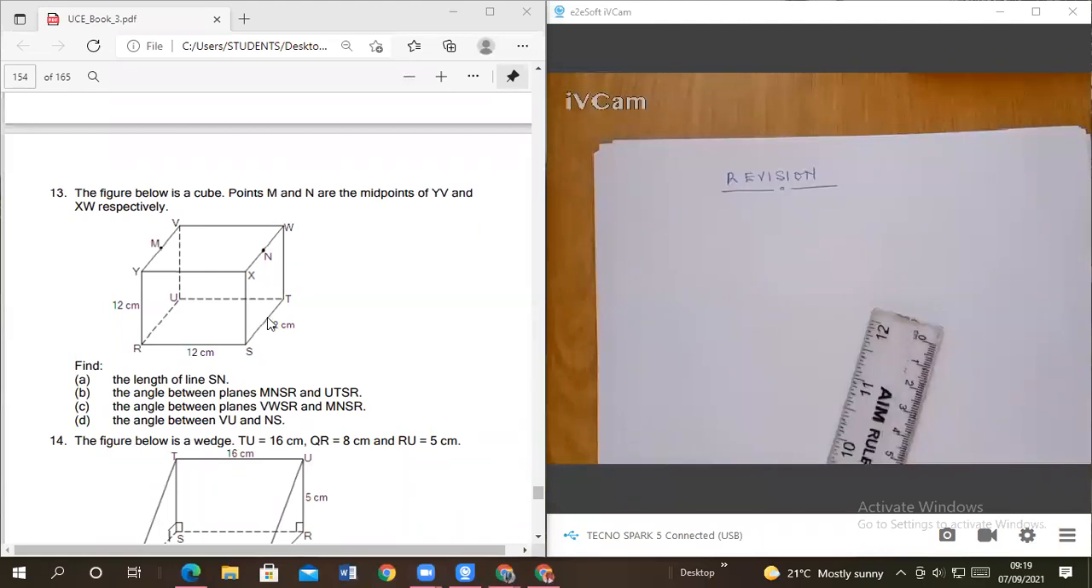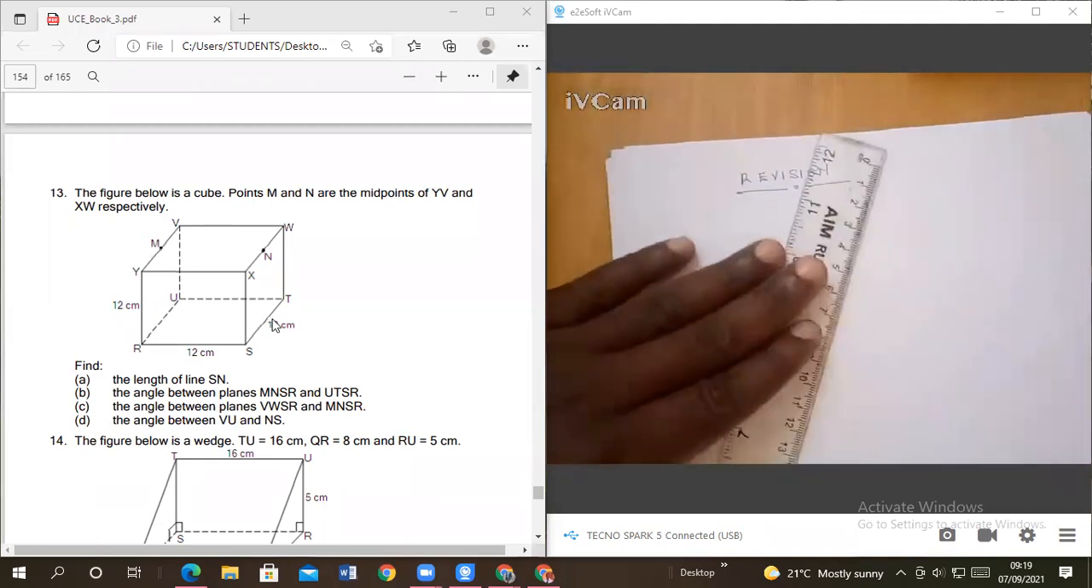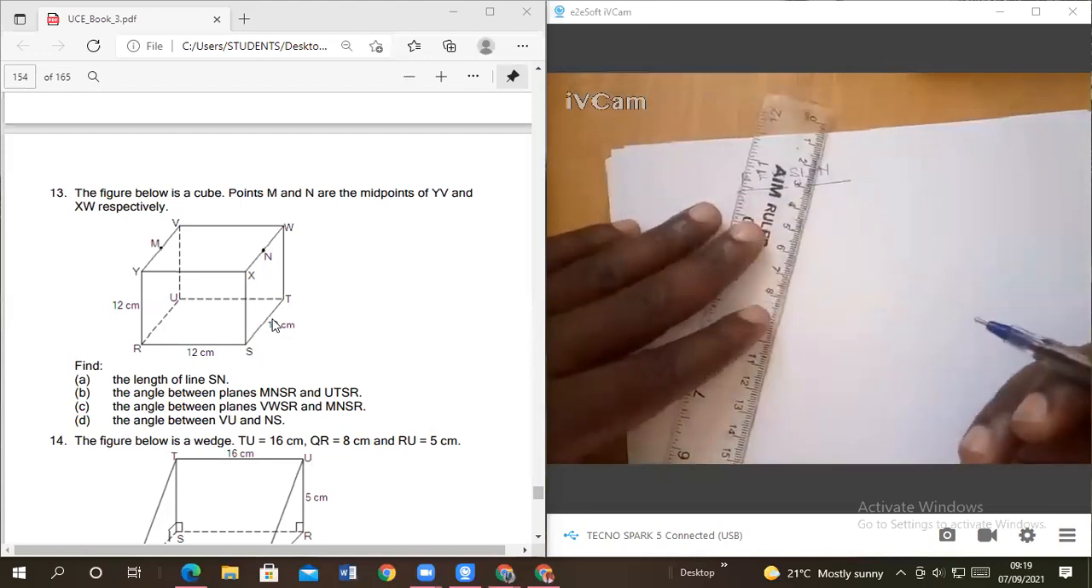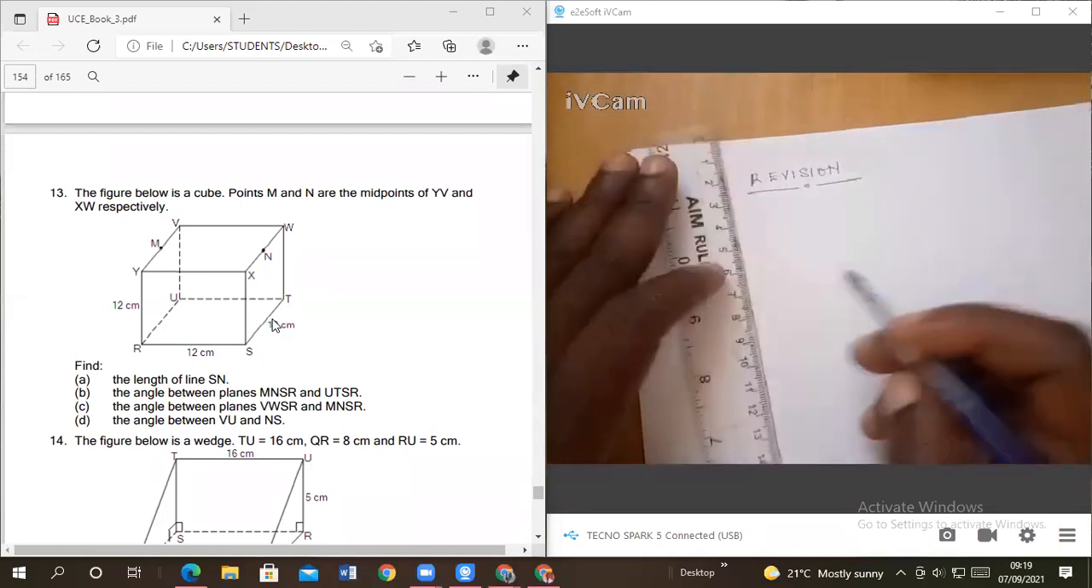If we put a point here in the middle and we connect this point to this point N, the line that we shall draw will land on line ST. But this point is the midpoint of ST. So what we are going to do, we shall first draw that square. Let me first draw that square very fast.